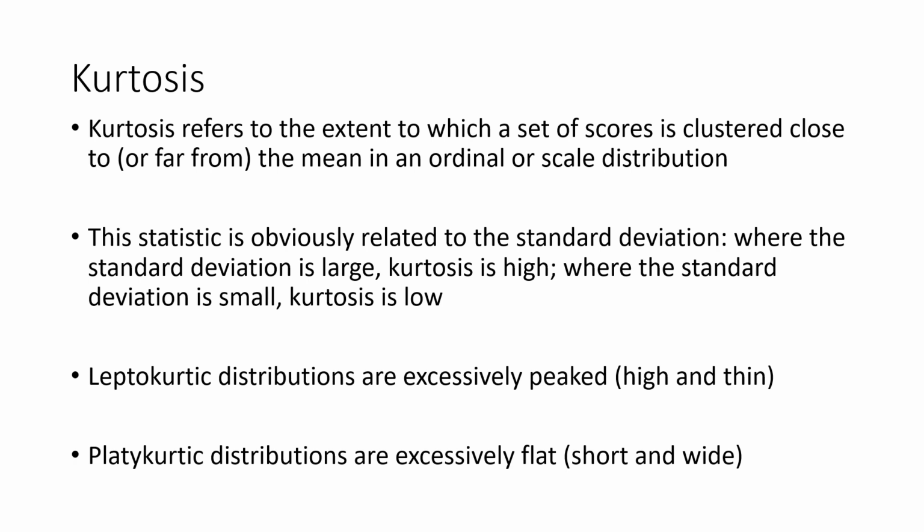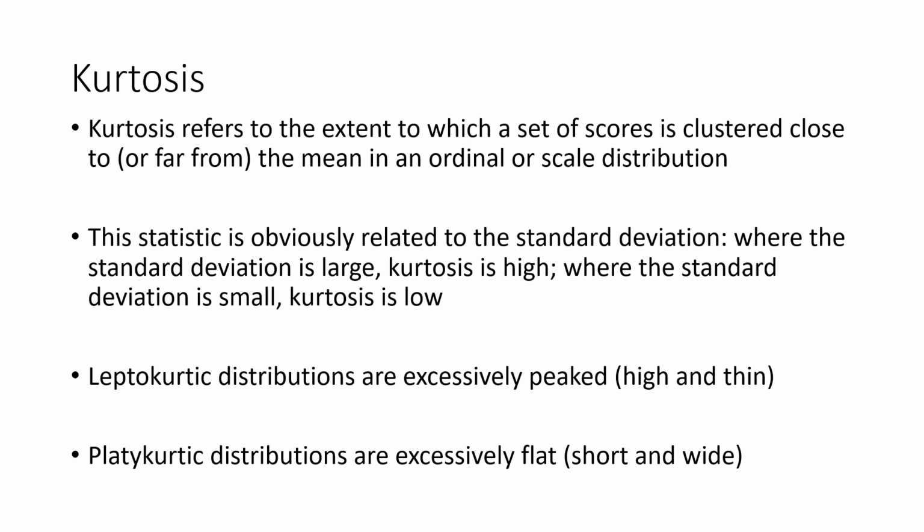Now, ideally, you want your ordinal and scale level variables to look like a perfect bell curve, but in practice, they rarely do. And in practice, you will find that distributions suffer from what we call kurtosis or skewness, and we'll look at each one of these problems right now. So we'll start with the concept of kurtosis. Kurtosis refers to the extent to which a set of scores is clustered either too close to the mean or too far from the mean. And again, this is only relevant for an ordinal or scale level distribution.